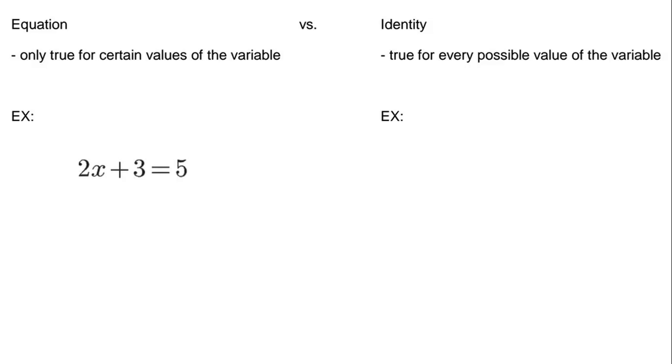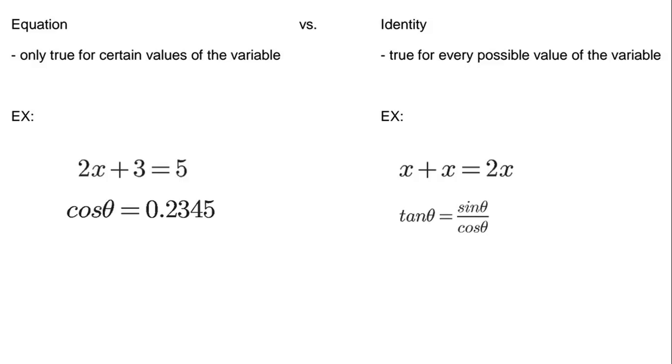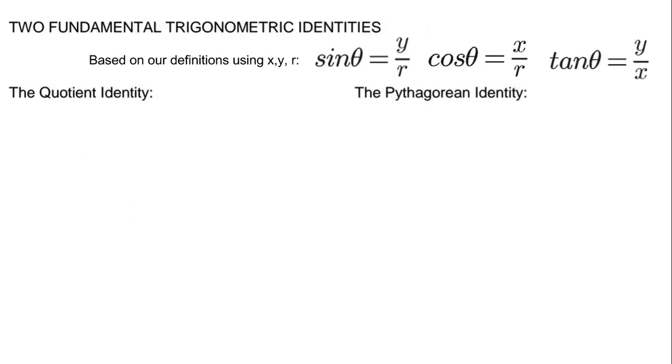An equation would be like 2x plus 3 equals 5. An equation could also be like we've seen, cos theta equals 0.2345. So there's a couple of angles between 0 and 360 that it's true for, and as we get angles bigger, that'll be true as well. But not all angles equal 0.2345. On the other side, like x plus x equals 2x, all values for x will hold true for this. Tan theta equals sine theta over cos theta. This is true for every value of x.